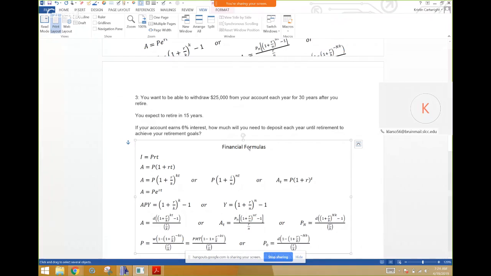We have to figure out first, kind of have to think backwards. How much needs to be in the account at the beginning of your 30-year retirement to be able to withdraw 25,000 a year? So think about what that account would be doing over time. We're thinking about the retirement time period. Is that account increasing over time, or is that account decreasing over time?